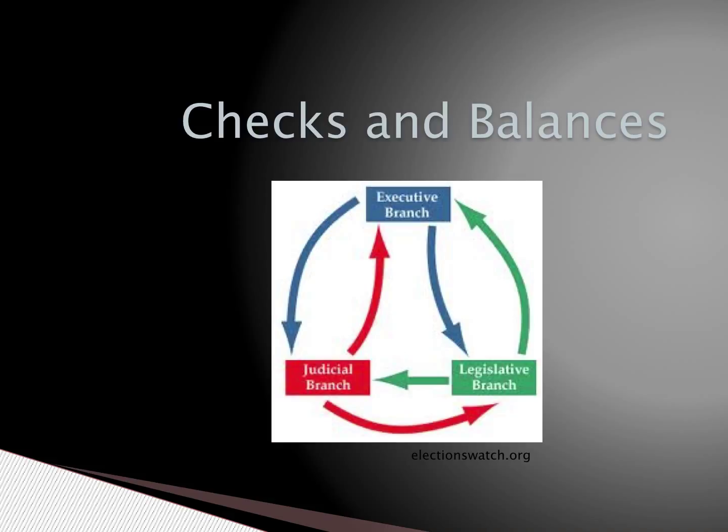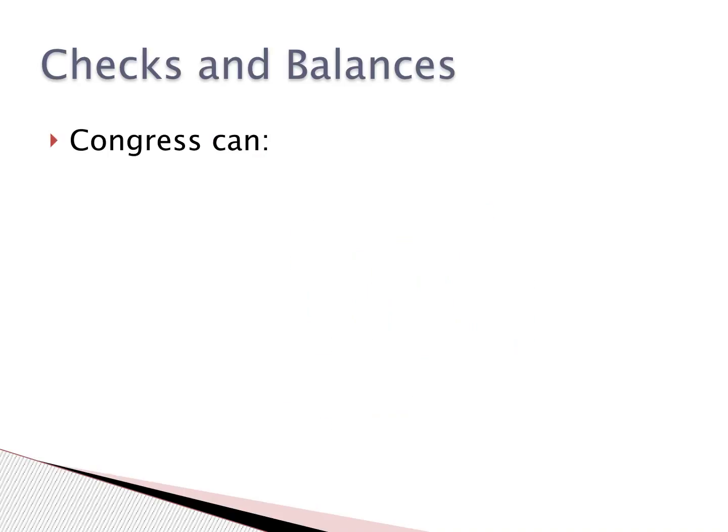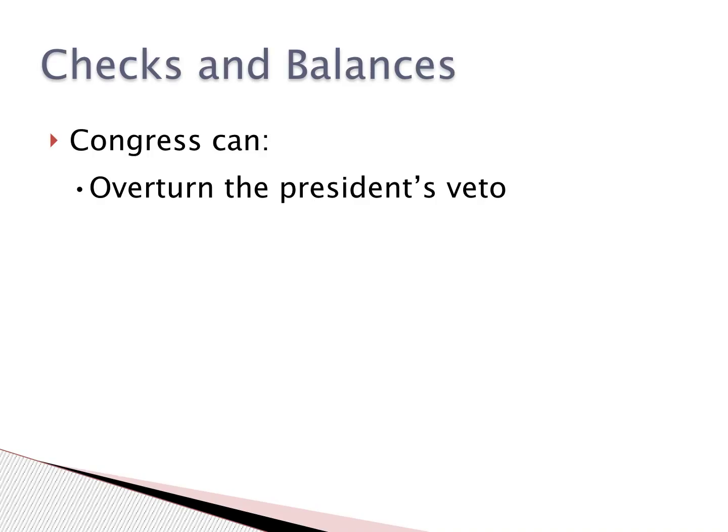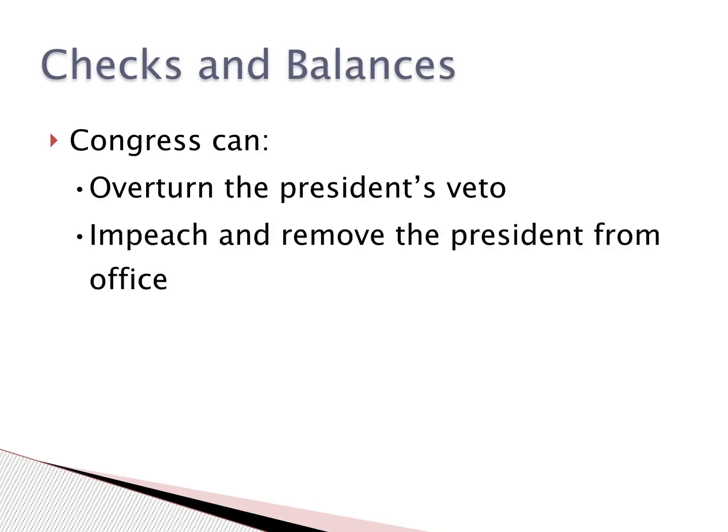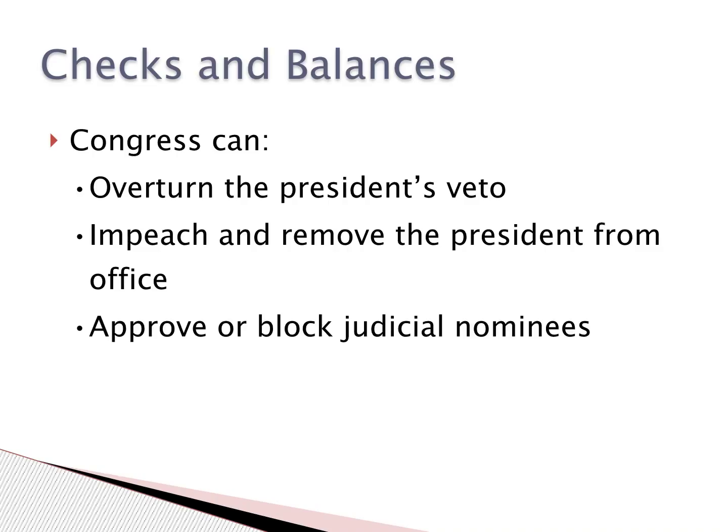This brings us to the issue of checks and balances. We just talked about what the three branches are, what their jobs are. Well, how do they keep each other in check? How do they keep each other from getting too powerful? Well, Congress can overturn a president's veto. Congress can also impeach and remove the president from office if he does something really bad. And Congress can approve or block nominees to the judicial branch. So they have ways to limit the power of the president and the court.